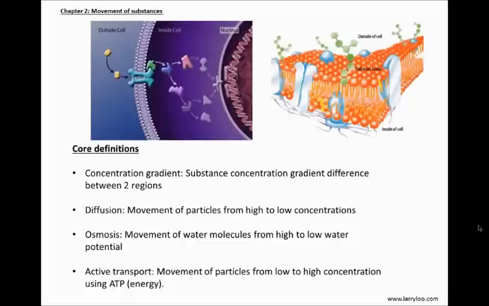Chapter 2, Movement of Substances. In Chapter 1, we studied the various cellular structures, and what we want to do in this chapter is to learn how transportation of materials happens in and out of the cell. But first, let's learn some definitions.